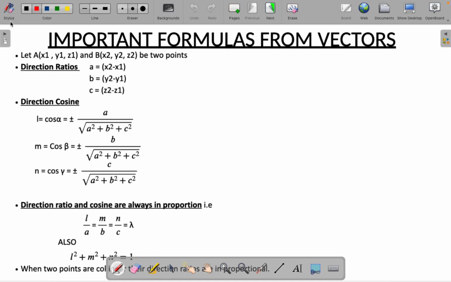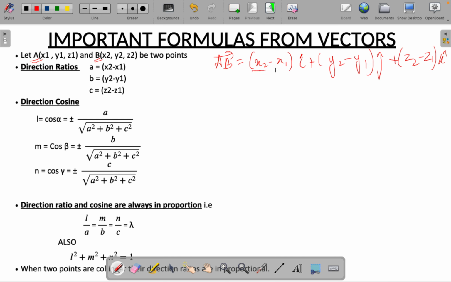Video of 3D geometry. In this first video, we will just revise some logic of vectors which will be used in 3D also. What are those logic? First, you should know that from 2 points in three-dimensional geometry, A whose coordinates are x1, y1, z1 and B whose coordinates are x2, y2, z2, we can find vector AB, right, children? This we have already learned. It is x2 minus x1 i cap plus y2 minus y1 j cap plus z2 minus z1 k cap.